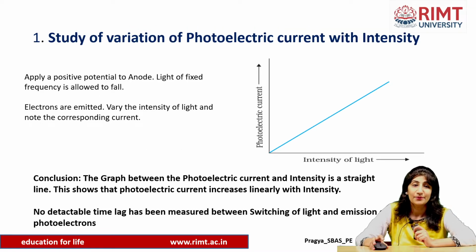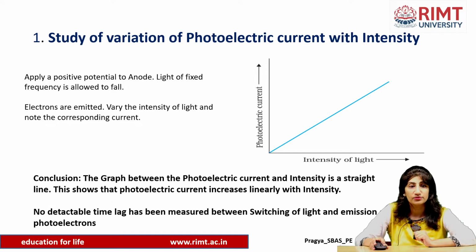Number one, we study the variation of photoelectric current with the intensity of light. In this case, we keep the frequency of light fixed and we vary the intensity of light falling on the photocathode and we measure the photoelectric current using the ammeter. The graph between the photoelectric current and the intensity of light shows that as we go on increasing the intensity slowly, the photoelectric current increases. This shows that the photoelectric current has a linear variation with the intensity of light.